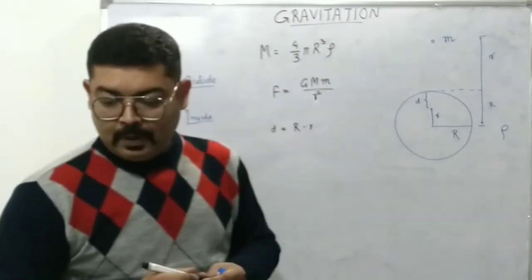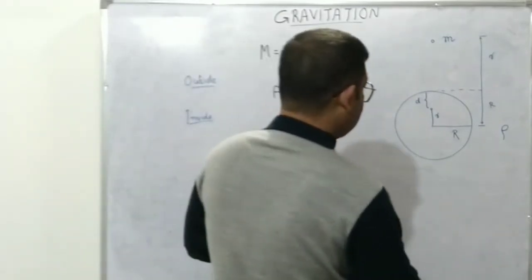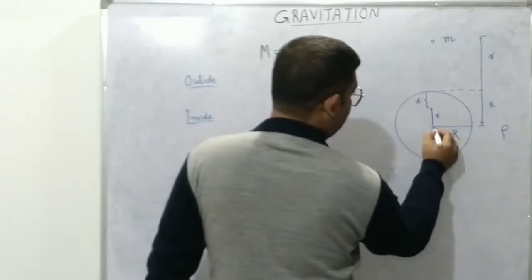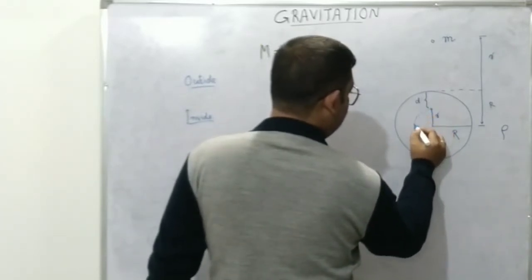Now we can consider a concentric circle having radius r, having the same center as the Earth.